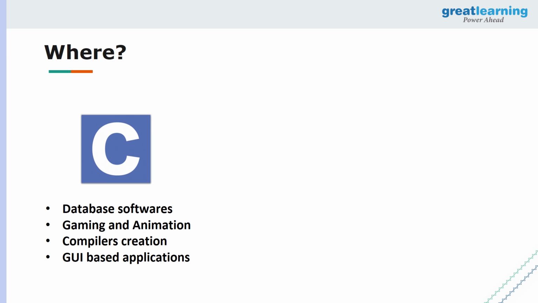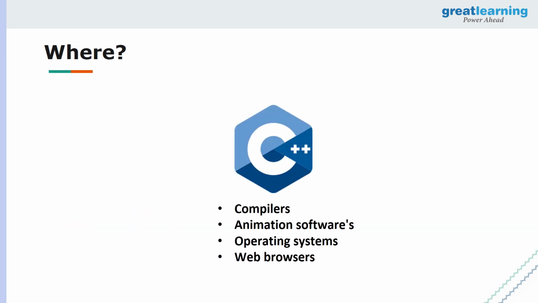Let's talk about C++. Where do we use it? C++ is also used in creating compilers and animation software. One of the best things about C++ is that it is used to create operating systems. That means you can use C++ to build and develop operating systems like Windows, Linux or Unix. Also, one very cool feature about C++ is that you can create web browsers like Chrome, Mozilla Firefox, Opera Mini, and Safari using the C++ programming language.